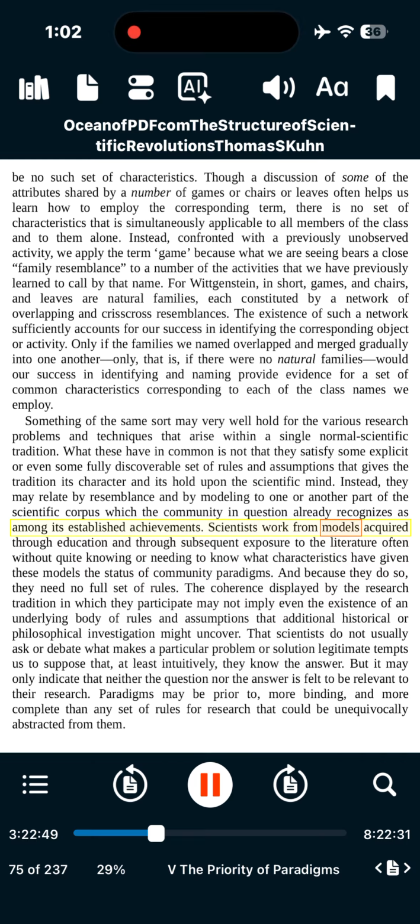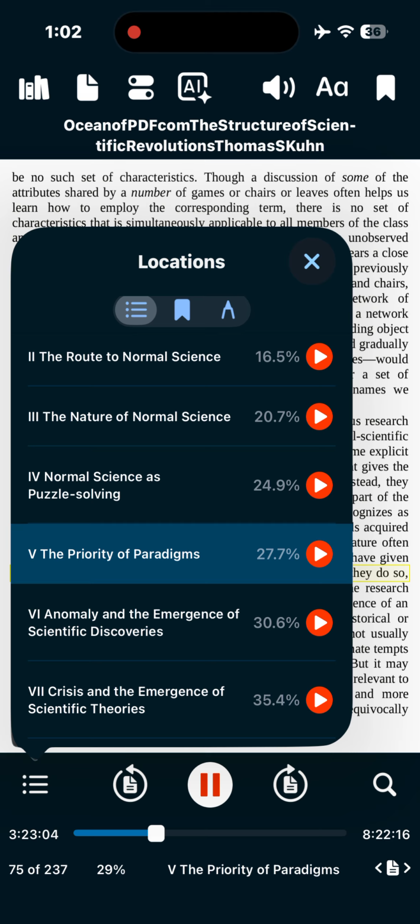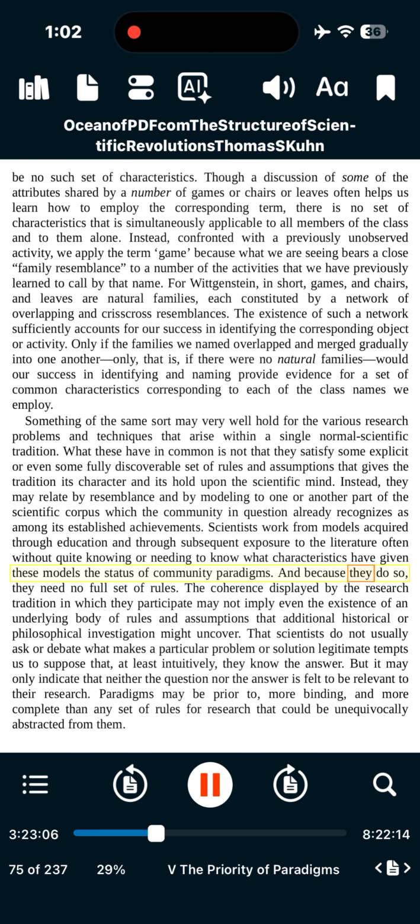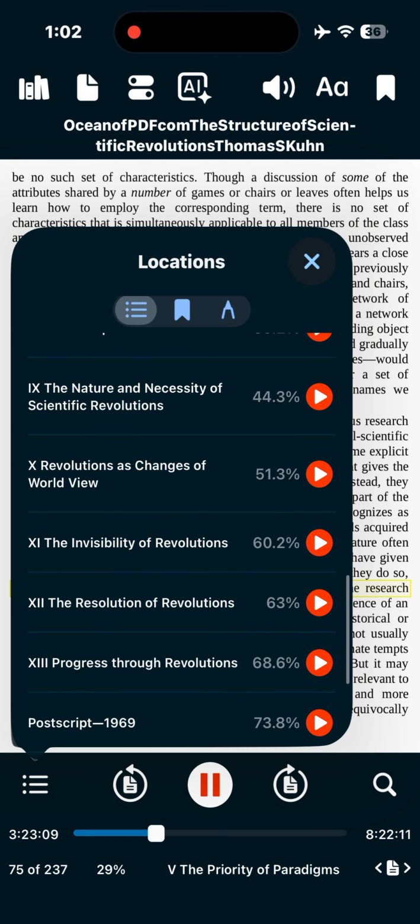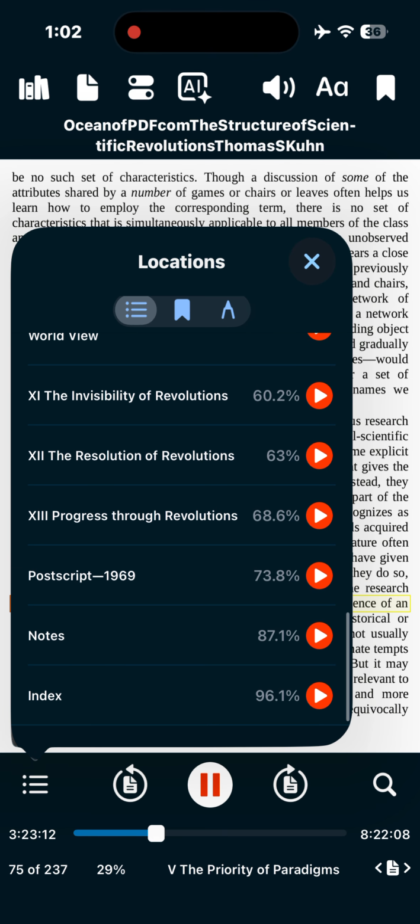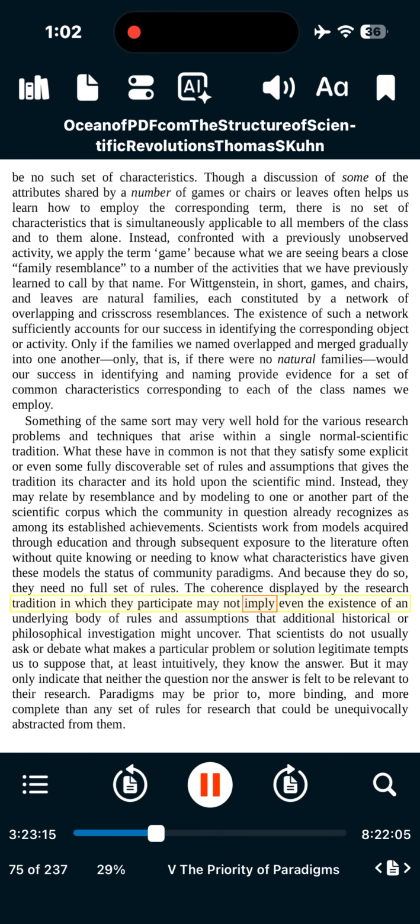Scientists work from models acquired through education and through subsequent exposure to the literature, often without quite knowing or needing to know what characteristics have given these models the status of community paradigms. And because they do so, they need no full set of rules. The coherence displayed by the research tradition in which they participate may not imply even the existence of an underlying body of rules and assumptions that additional historical or philosophical investigation might uncover.